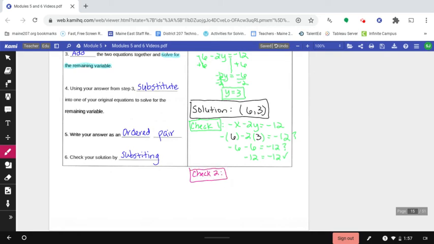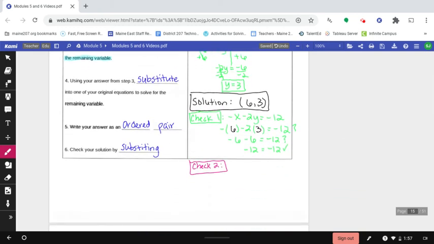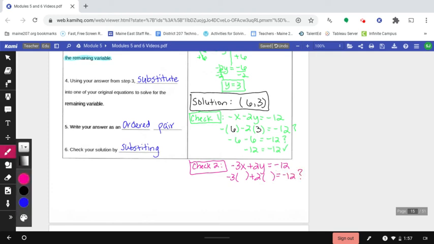So our second equation is, let's see, negative 3x plus 2y equals negative 12. So again, we're going to take out the x and take out the y and substitute in the values that we found. So we found 6 for our x value and 3 for our y value. And let's check to see if this is true.